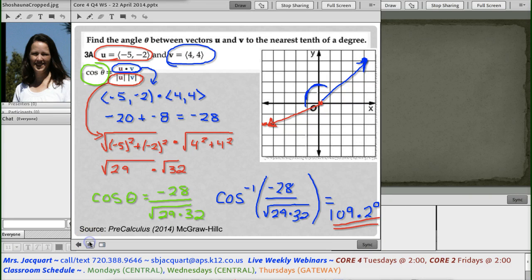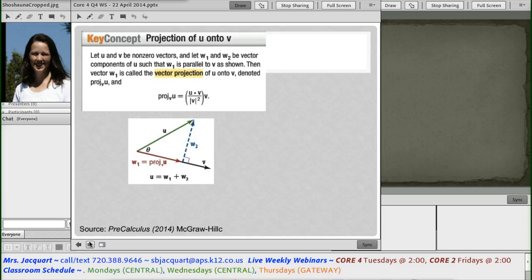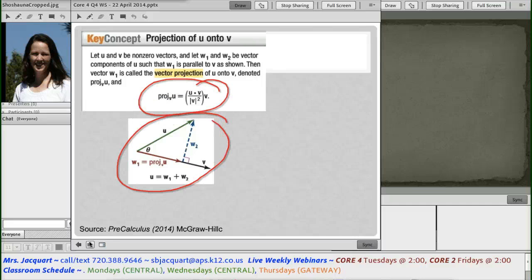Sweet. Let's do the next problem. Okay, so push pause, we're talking about projection. The way that we use these are actually in physics when we start talking about forces and work and friction forces and gravitational forces and all kinds of stuff. So memorize this. Alright, you don't have to memorize it, but these are ideas that I'm looking at.